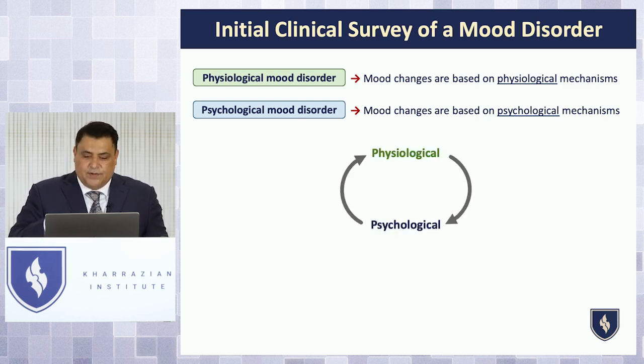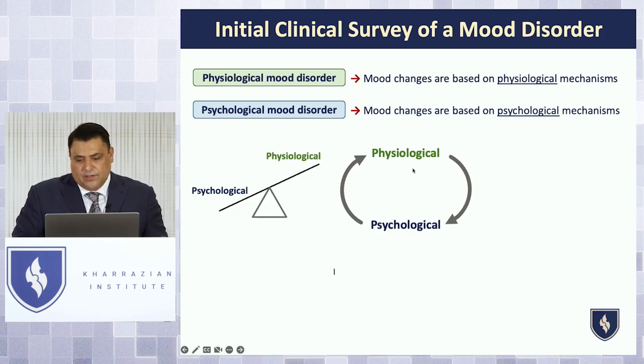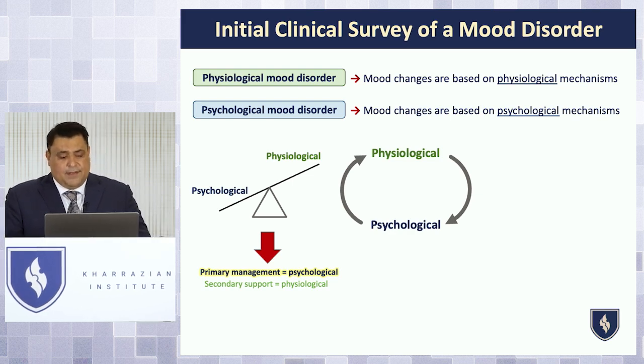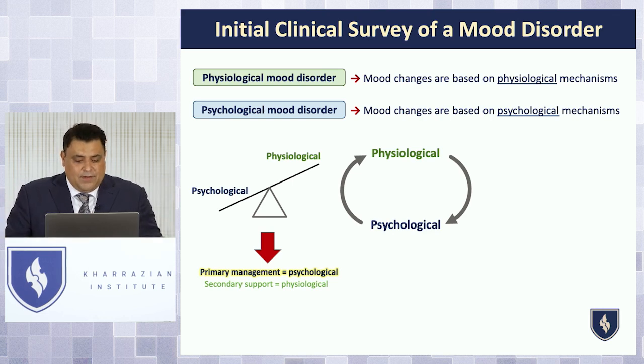And obviously there's always some overlap between physiological mechanisms and psychological mechanisms. They both impact each other. And what you're trying to look for is whether one is predominantly psychological, right? And in that case, their outcome is going to depend on some psychological interventions, whether they find peace, maybe they change their environment, maybe they improve their resiliency, maybe they do cognitive behavioral therapy, maybe they do something to address the psychological aspect of their care. And then secondary support could be physiological.